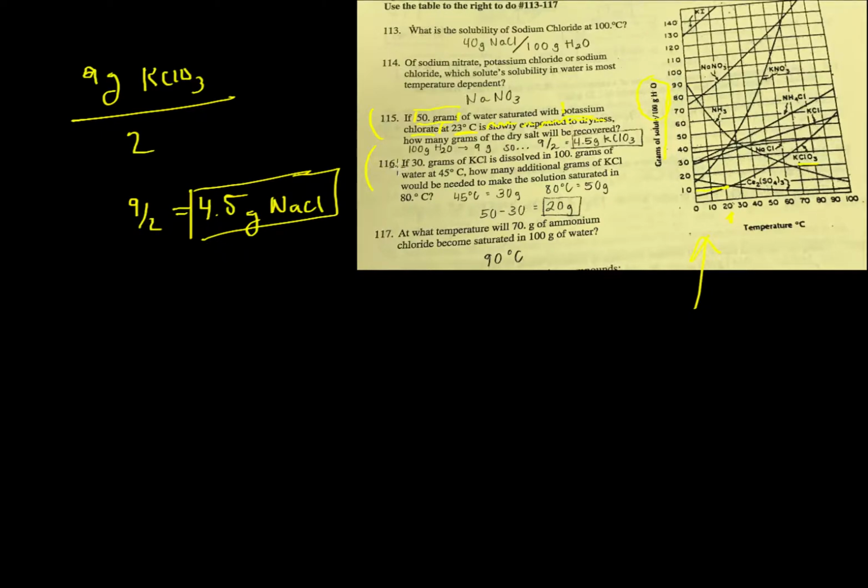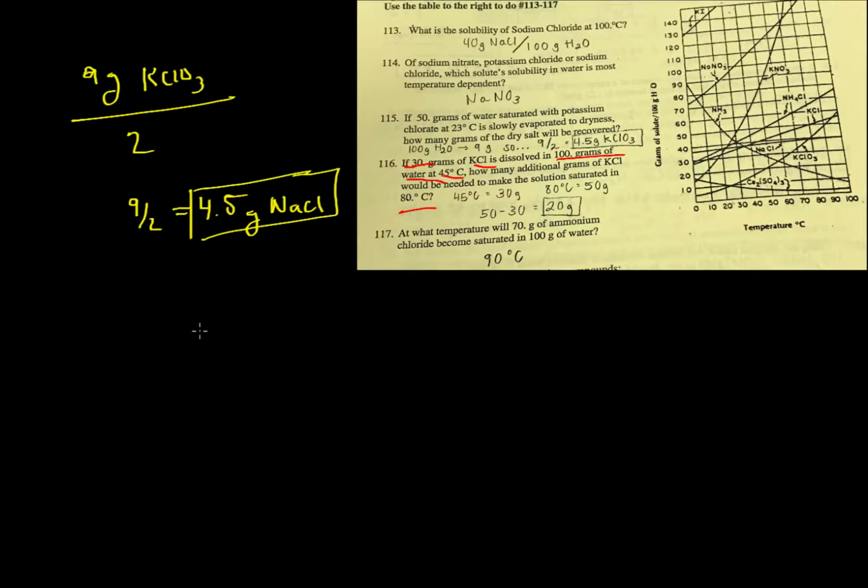Alright, so next for 116, let me just clean all this off. If 30 grams of potassium chloride dissolved in 100 grams of water at 45 degrees Celsius, how many additional grams of potassium chloride would be needed to make this solution saturated at 80 degrees Celsius? So let's see. 30 grams of potassium chloride, 100 grams of water at 45 degrees Celsius.